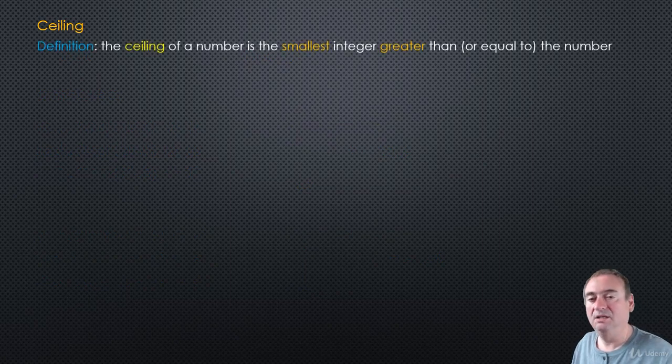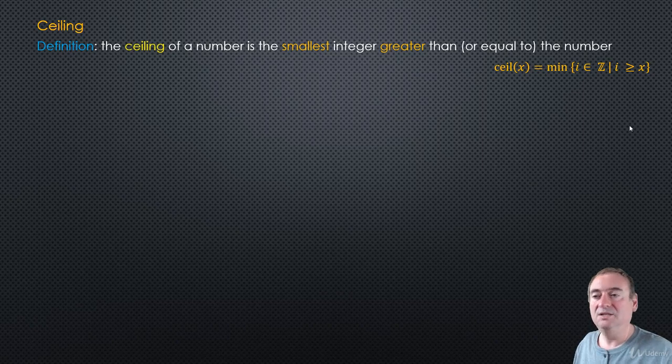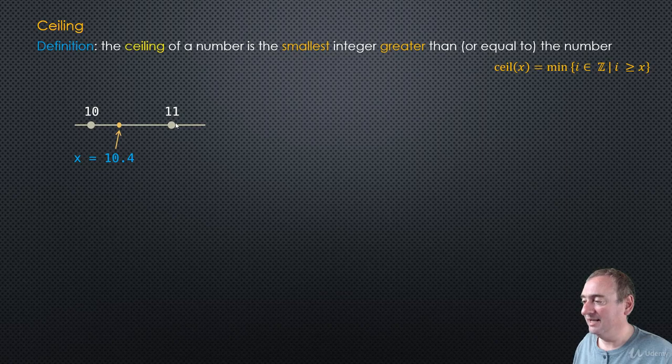So the next one is ceiling. Ceiling is kind of the opposite of floor. For floor, we took the largest integer less than or equal to the number. For the ceiling, we're going to take the smallest integer greater than or equal to the number. So again, in mathematical notation, the ceiling of x is the minimum over every integer i such that that integer is greater than or equal to x. Again, let's look at a number line. So here's our number line, 10, 11, and obviously it continues on both ends, and x sits somewhere inside that interval. So what's the ceiling?